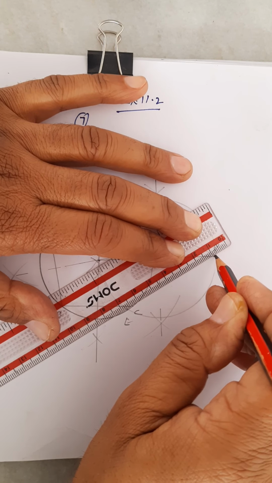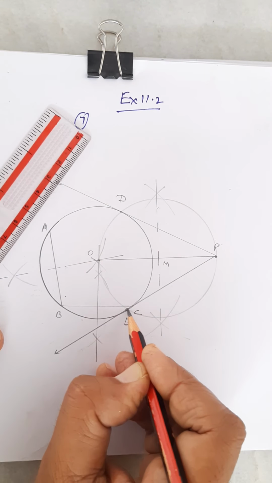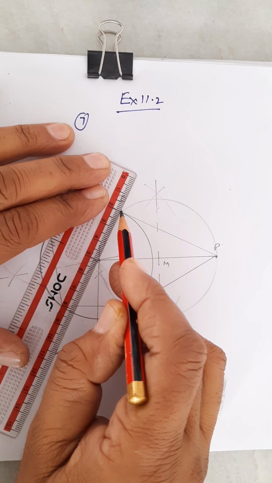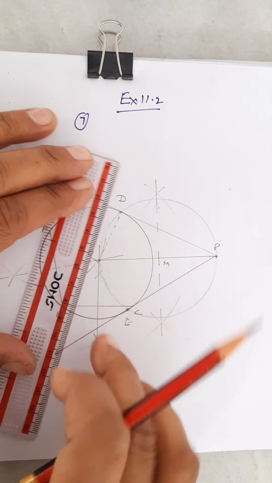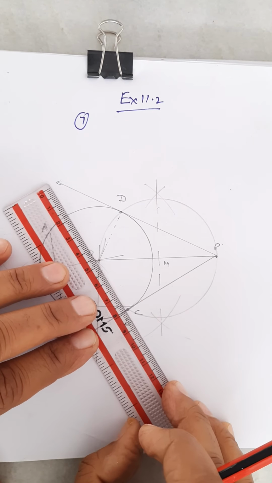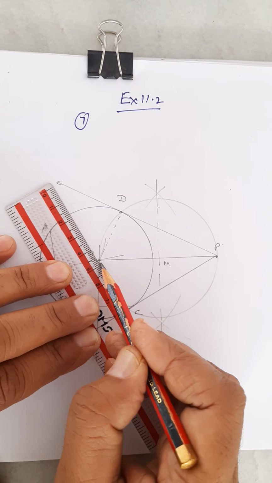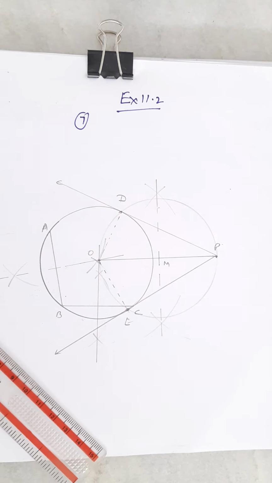You have to join it with the point where both the circles are intersecting. So this is one point and this is the another point, and now you can join it with the center also, like this dotted line. So that will be the radius, and this radius will be perpendicular to the tangent at the point of contact. So that is the required diagram.